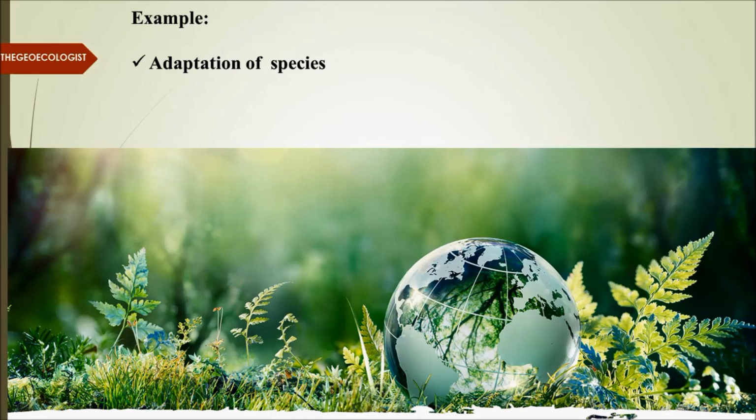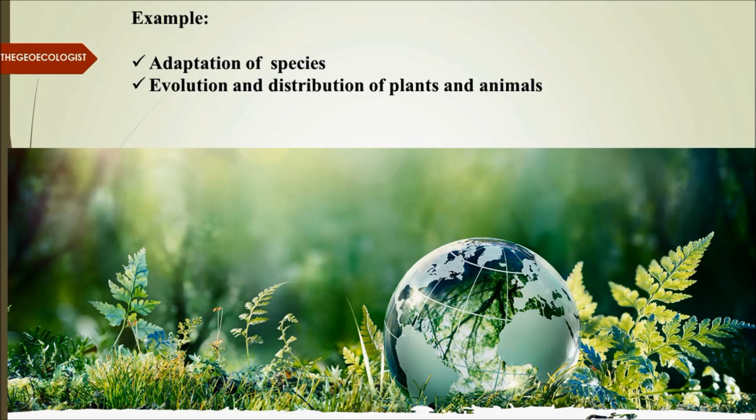You must have heard this word many times, adaptation of species. Basically, species need to adapt. They have this mechanism to adapt in accordance with the situation in the environment, in the surroundings. So this is one example of a fundamental principle of ecology. Evolution and distribution of plants and animals is another example. In both the flora and fauna kingdoms, we have studied and seen a long history of evolution of species, isn't it? So that is another fundamental part of ecology.